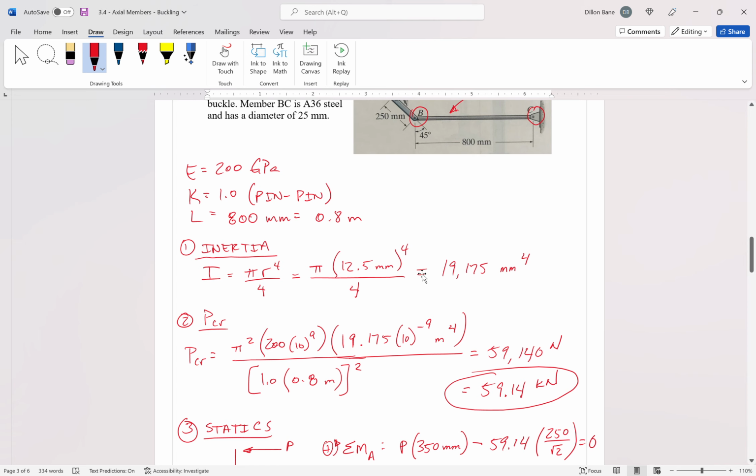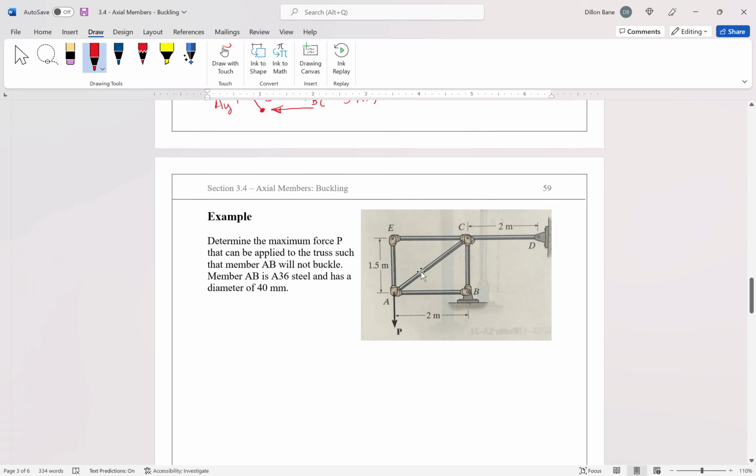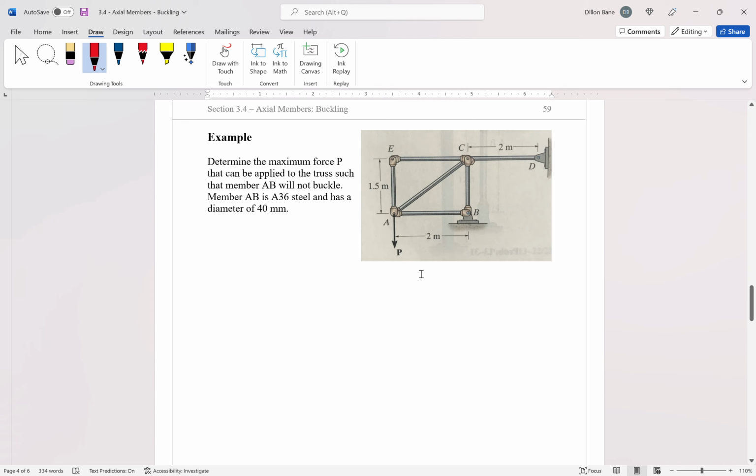I am going to leave this truss problem for your homework. Okay. For this problem here, we're going to determine the maximum force P on the truss so that member AB does not buckle. So member AB is an A36 steel member. It's got a diameter of 40, right? So if I know the material, I know the diameter, which means I know the inertia.